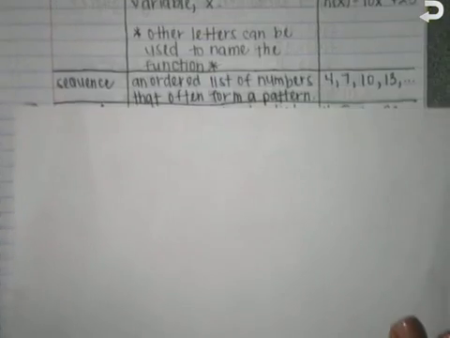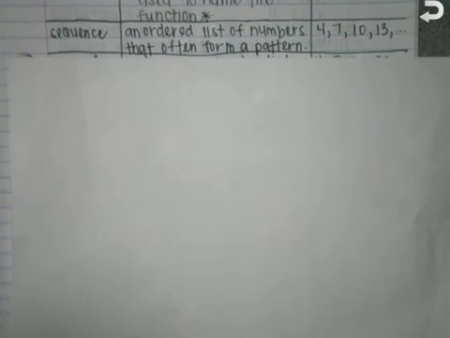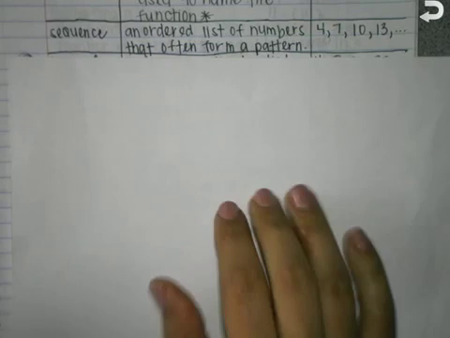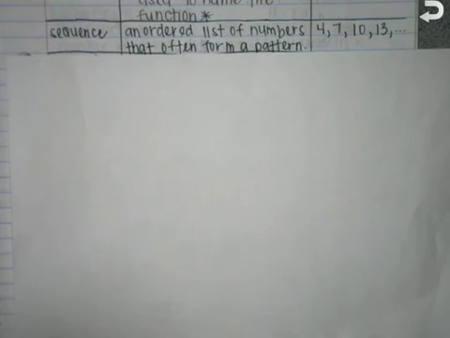A sequence is an ordered list of numbers that often form a pattern. So it's just a list of numbers that usually form a pattern. So the example I gave was 4, 7, 10, 13. Does anybody know what the pattern for that one is? Plus 3. Okay? So that's a sequence.